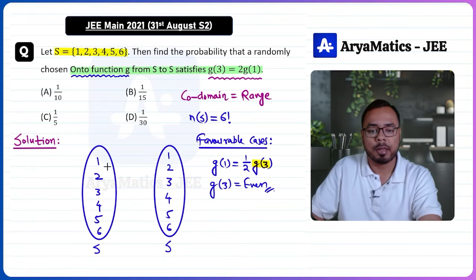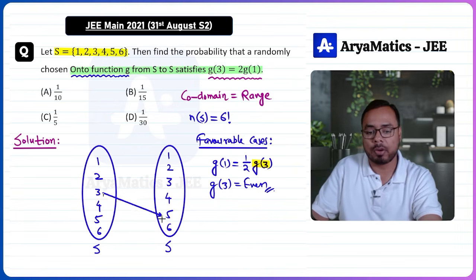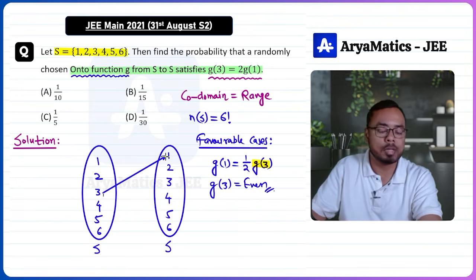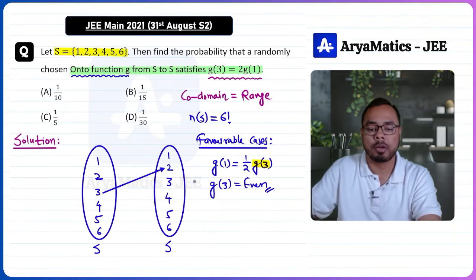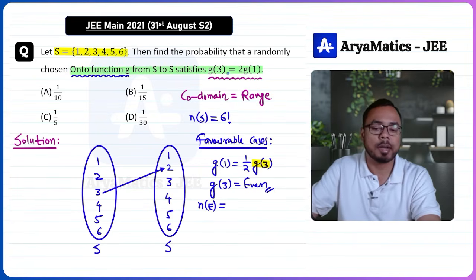So for example, z of 3 can be 2, or 4, or 6. But you cannot take z of 3 as 1, because then z of 1 will become 1 by 2. We cannot take z of 3 as 3, because then z of 1 will be 3 by 2, right? So for connecting this element 3, we have 3 options. Let us say E is the event that a randomly selected function satisfies this condition, that g of 3 is twice of g of 1.